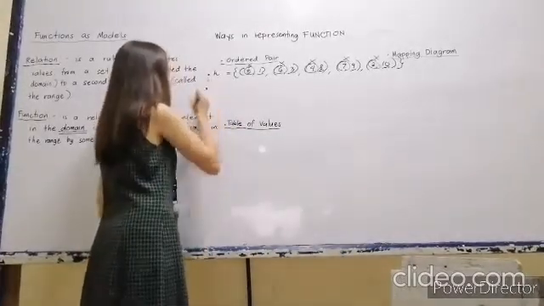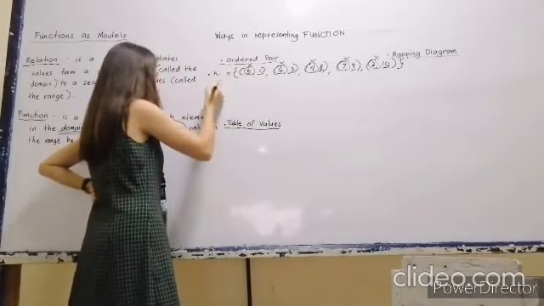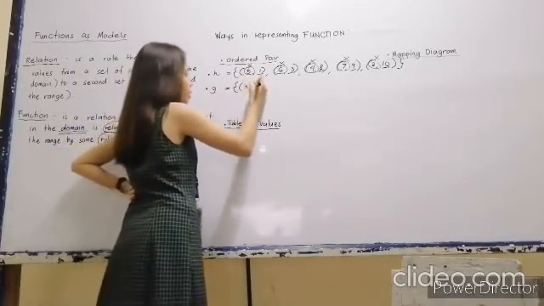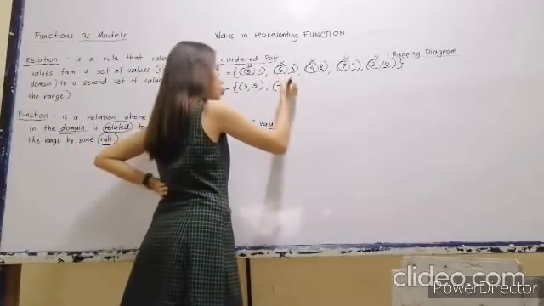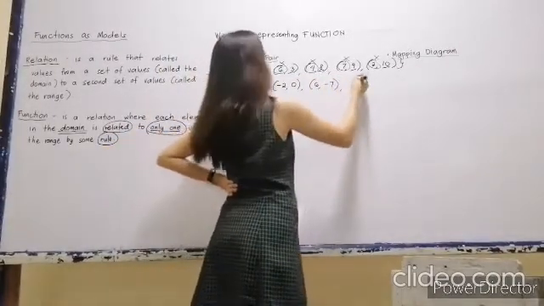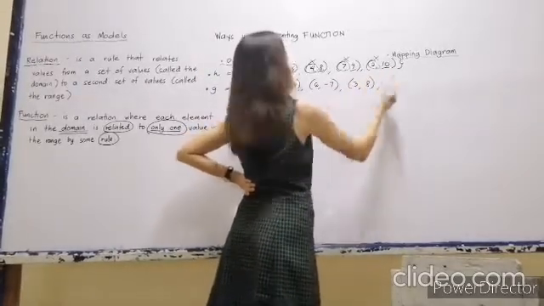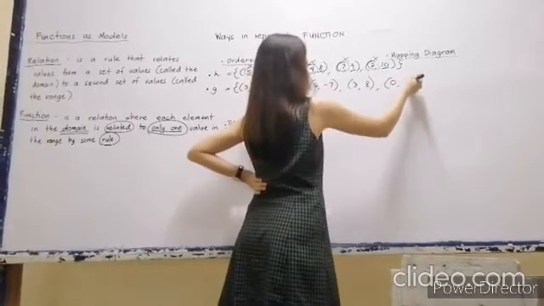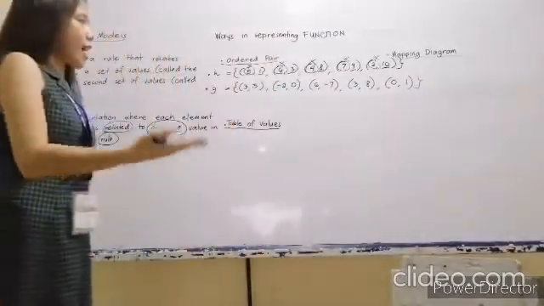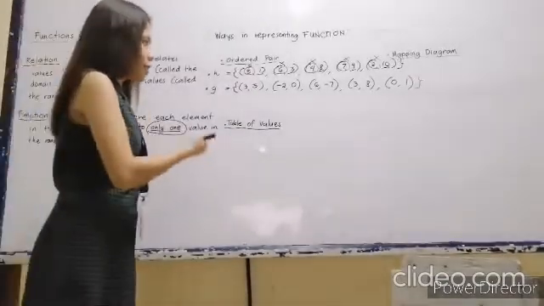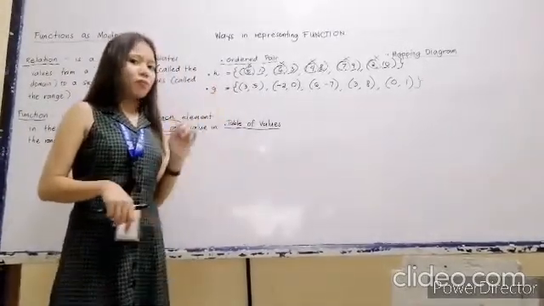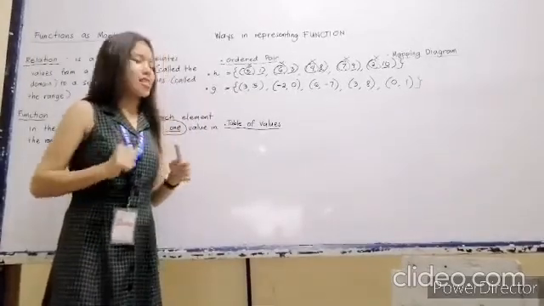Let's have another example. Let us consider relation G. Let's say we have the ordered pairs (3, 5), (-2, 0), (6, -7), (3, 8), and (0, 1). So relation G has the ordered pairs (3, 5), (-2, 0), (6, -7), (3, 8), and (0, 1). The question here is, is this set of values a function? So let's see.